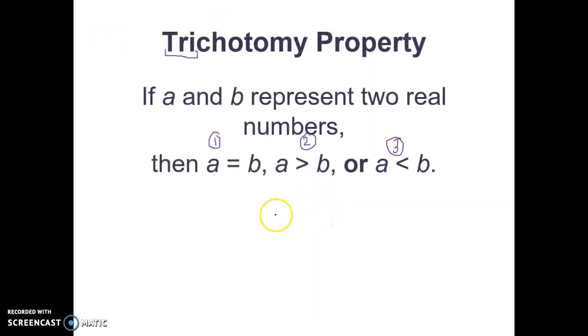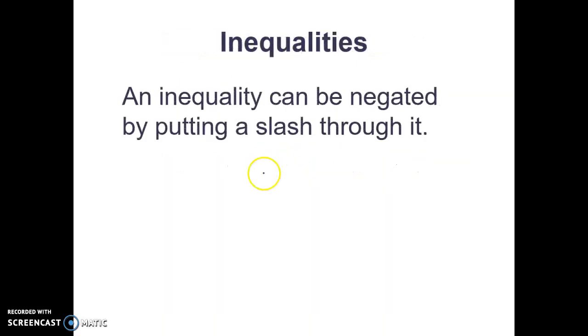Let's put some real numbers in there and see what that means. So we have, let's say, the numbers 3 and 5. And one of these must be true. Either 3 is equal to 5, which it's not. 3 is greater than 5, it's not. Or 3 is less than 5. Ding, ding, ding, we have a winner. That's the one that's true. So when looking at any 2 numbers, the trichotomy property states that one of those 3 expressions must be true.